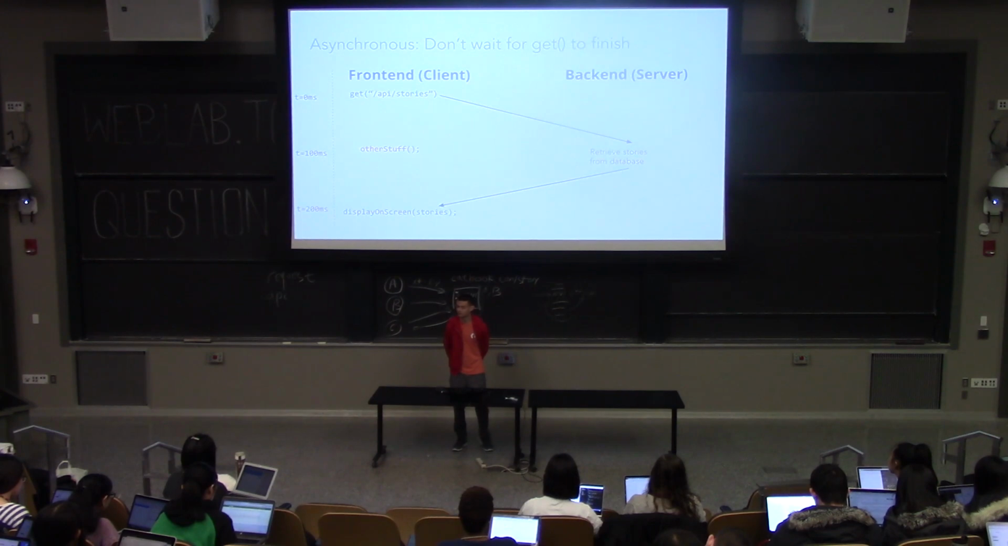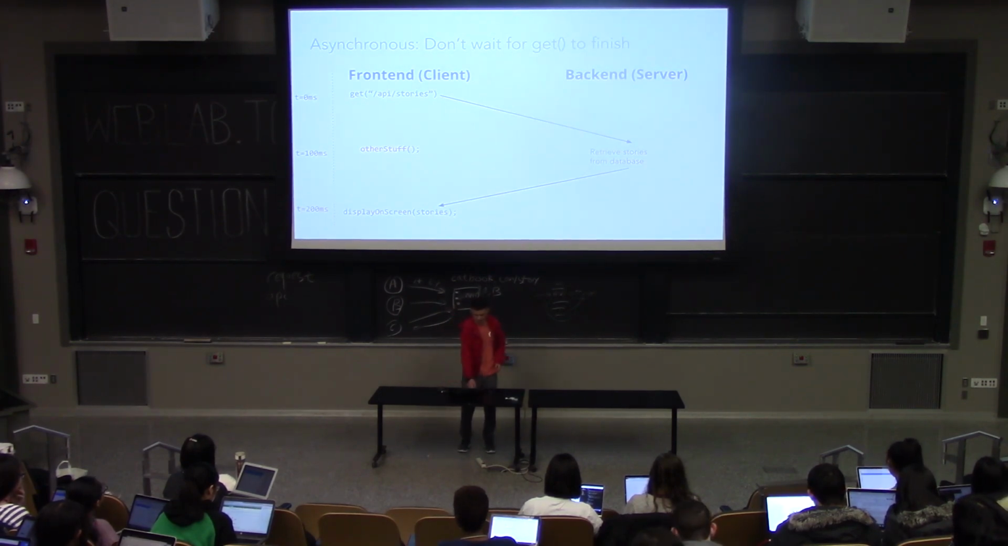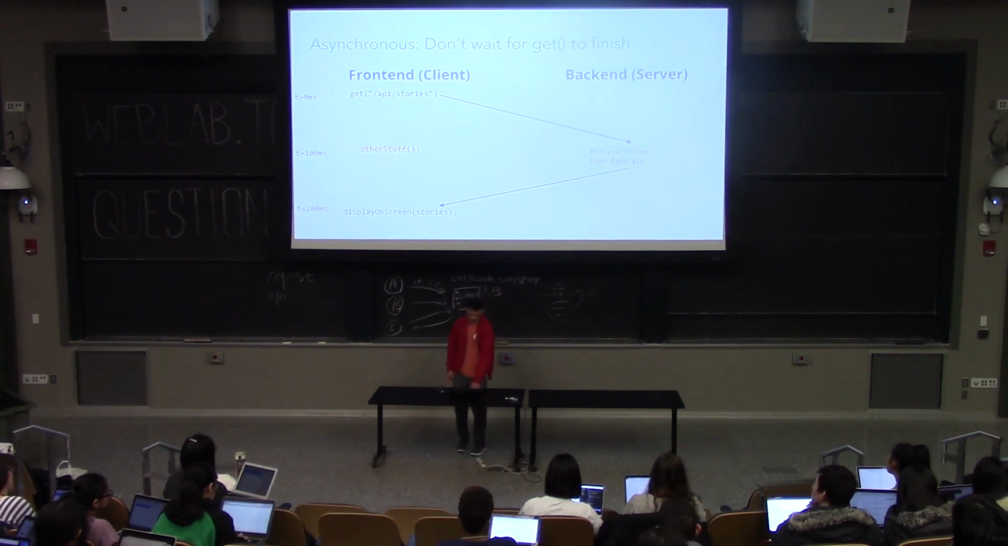So this is an example of what you get when we talk about asynchronous behavior. Asynchronous meaning that when we send a GET request, we don't wait for it to finish. We move on to execute other code right away, so that we're not just wasting time. And then, when the GET request finally resolves, we run this callback function displayed on screen.